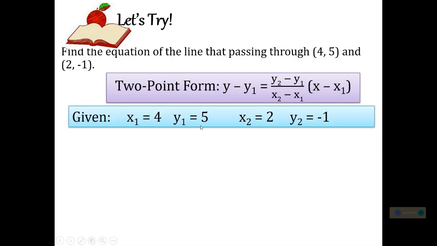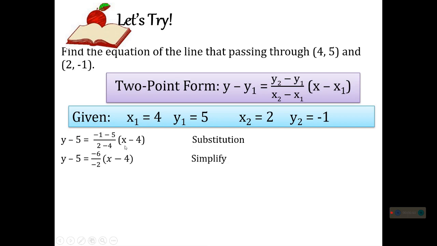Okay, so we will just substitute all the numbers here. So we have our given x sub 1 is 4, y sub 1 is 5. Our x sub 2 is 2 and our y sub 2 is negative 1. Okay, so you will just substitute this on our formula. So we have here y minus 5 because y sub 1 is 5, is equal to our y sub 2, negative 1, minus y sub 1, which is 5, all over our x sub 2, which is 2, minus our x sub 1, which is 4, times x minus our x sub 1, again 4.